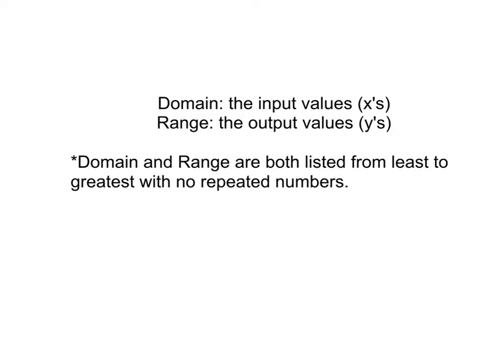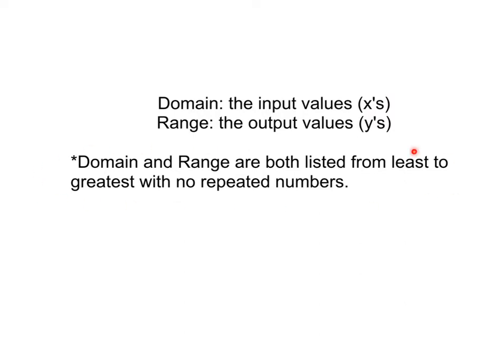Now, as you've learned in the past, domain is any input value. In other words, domain is what you're going to put into the function. In most cases, it's the x's. Range is the output value, or what comes out of a function. In this case, it's the y's. So domain is the x's, range is the y's, or the output values.